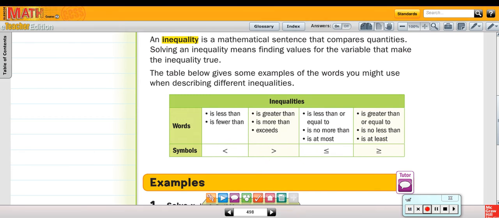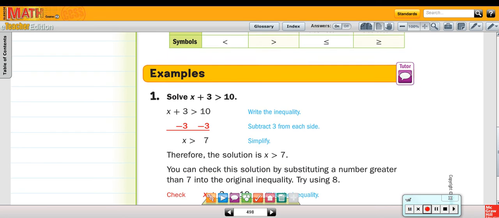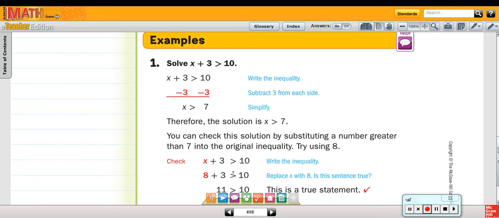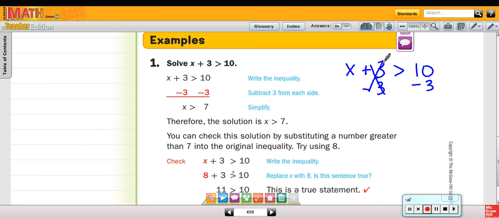So let's take a look at this first example, example number 1. I have x plus 3 is greater than 10. So we're going to solve this like an equation. x plus 3 is greater than 10. Well, I would have to get rid of the plus 3 to get my variable alone, so I'm going to subtract 3 from both sides. So now I get a 0 pair, I'm left with x is greater than 7.